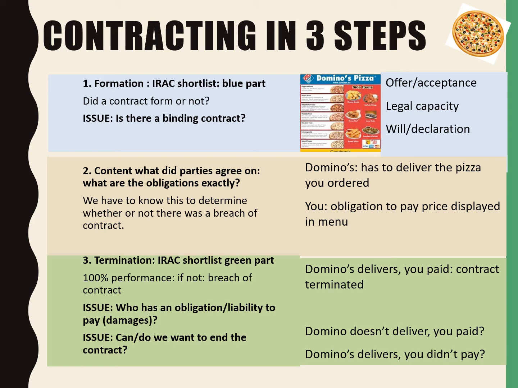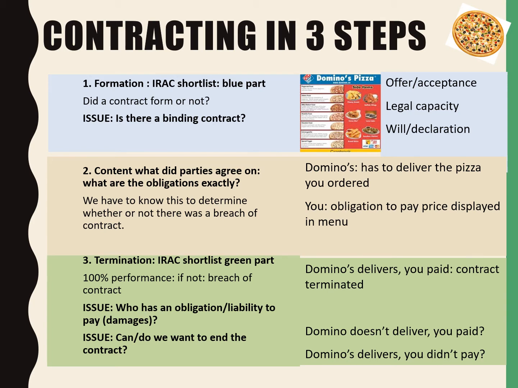Secondly, we check what did the parties mean? What did they want with this contract? You wanted to order a pizza number 6. It costs a certain price. That is the content of the contract. And we derive from that what the obligations are that the parties have to perform. Because if you make an agreement, you have to do what you agreed on, you have an obligation. You have an obligation to perform, we call it. So if you say, I would like to order pizza number 6, you have an obligation to pay the purchase price. Domino's has an obligation to give you the pizza. That's the way it goes.